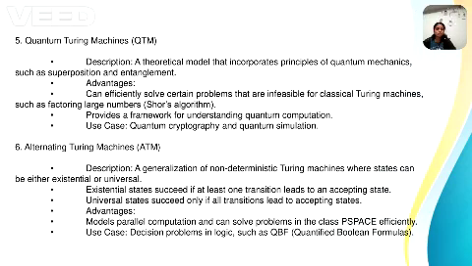When it comes to alternating Turing machines, it is a generalization of non-deterministic Turing machines where states can be either existential or universal. Universal states succeed only if all transitions lead to accepting states. It models parallel computation and can solve problems in PSPACE efficiently, such as decision problems in logic, such as quantified Boolean formulas.